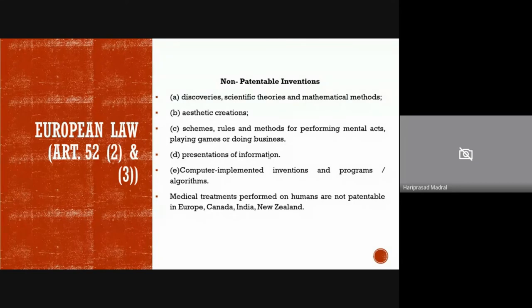The rules and the schemes for doing business, those things are also not patentable in European patent law. Now, presentations of information. Here there can be a thin line between presentations of information and copyrights. So the artistic ideas or the artistic concepts or the artwork and the presentations of different information, let's say, for example, infographics. So infographics and the artwork both have different purposes and both have different functions.